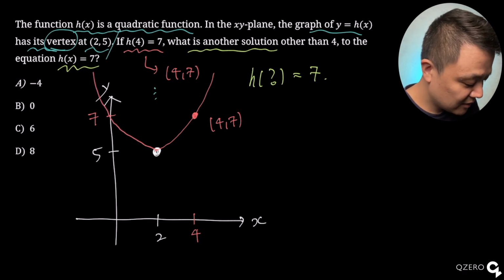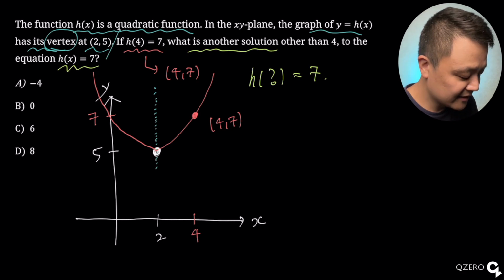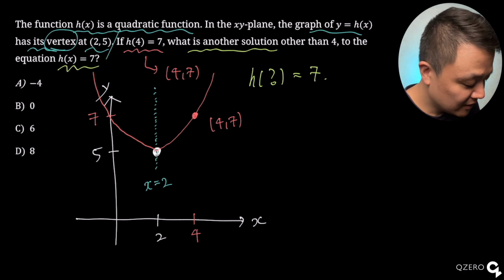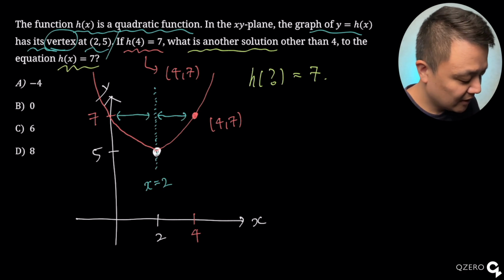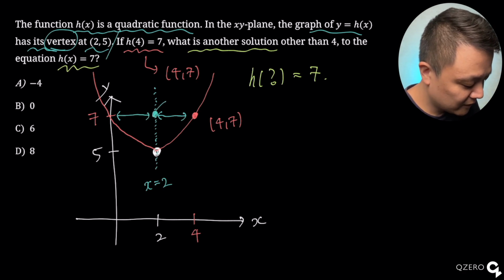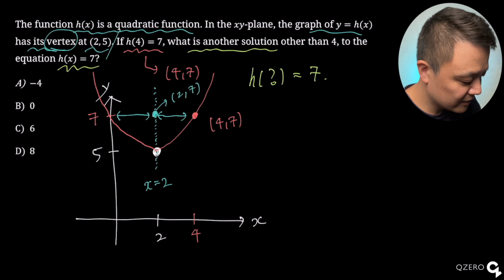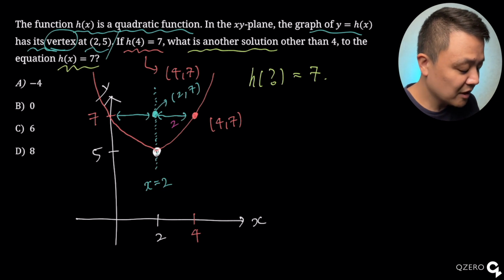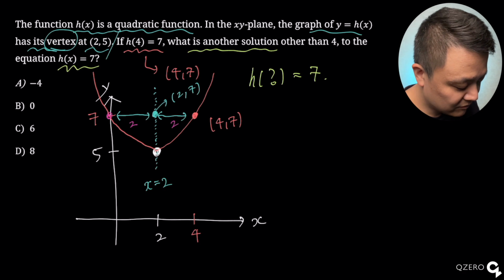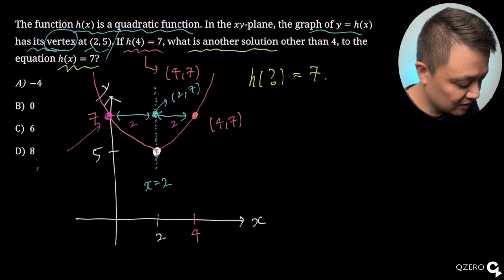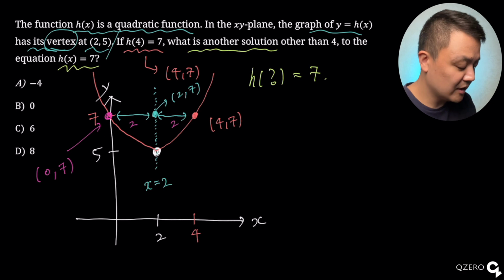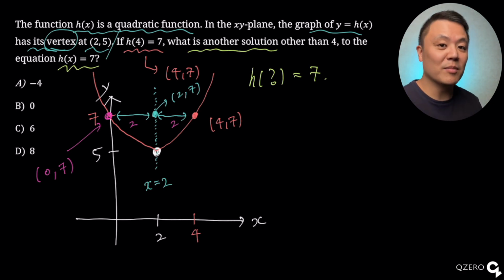The thing is, every single parabola has an axis of symmetry. It's an imaginary vertical line x equals 2 here. So that means the distance from that axis of symmetry, since this point here is (2, 7), the distance between these 2 points is just 2. So if you go to the left by the same distance 2, we reach here, which is located at (0, 7) by the symmetry of the parabola.